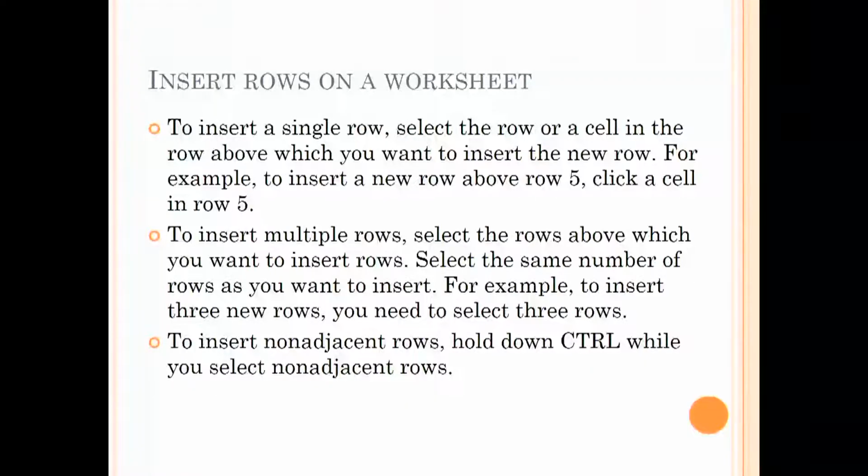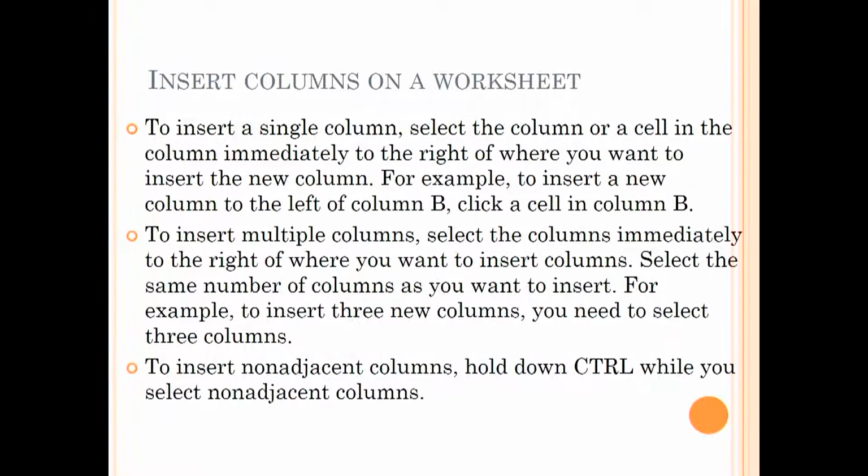Now similarly, we may also be required to insert a whole row in the worksheet. To insert a single row, select the row or a cell in the row above which you want to insert the new row. For example, to insert a new row above row 5, click a cell in row 5. To insert multiple rows, select the rows above which you want to insert rows. Select the same number of rows as you want to insert. For example, to insert 3 new rows, you need to select 3 rows. To insert non-adjacent rows, hold down Control while you select the non-adjacent rows.